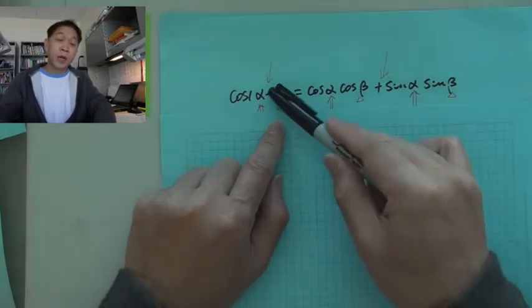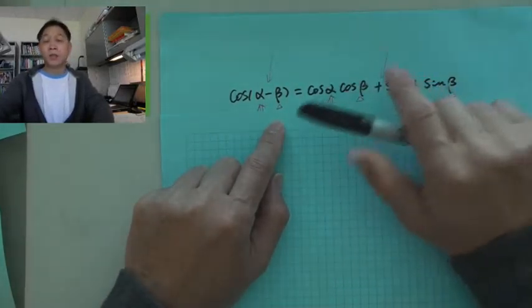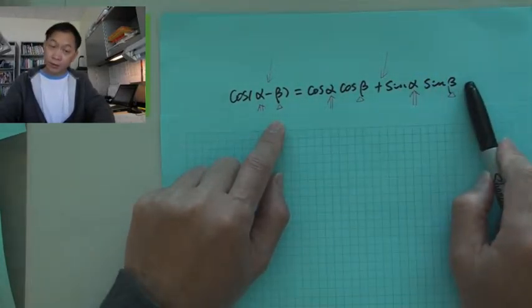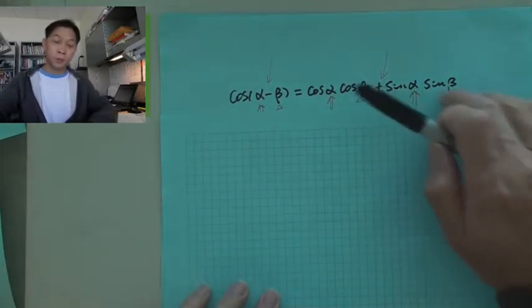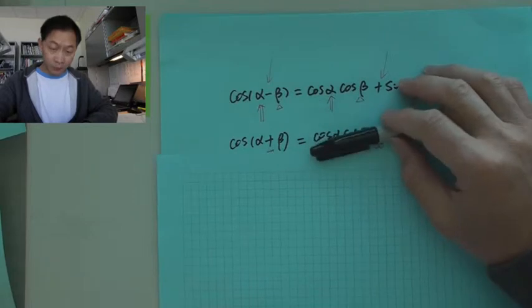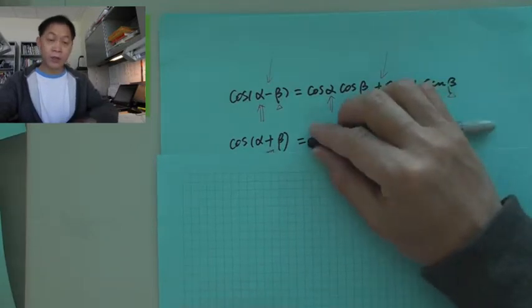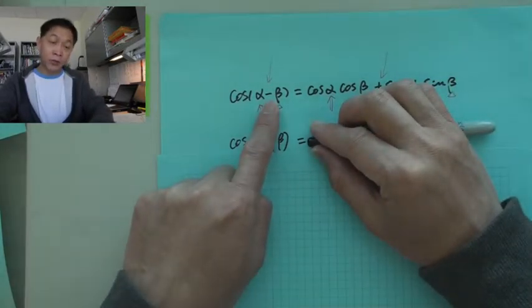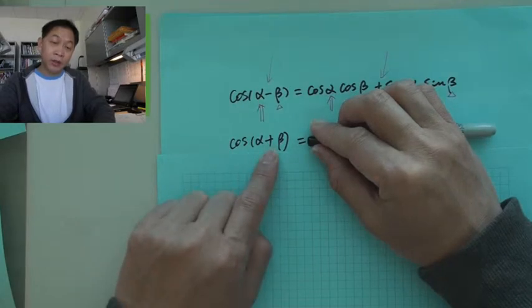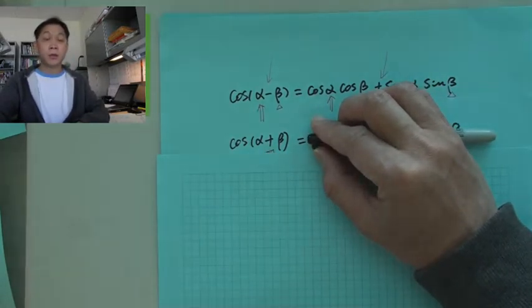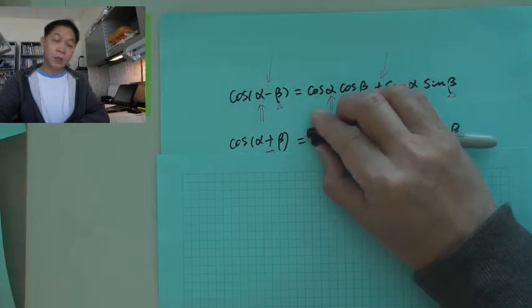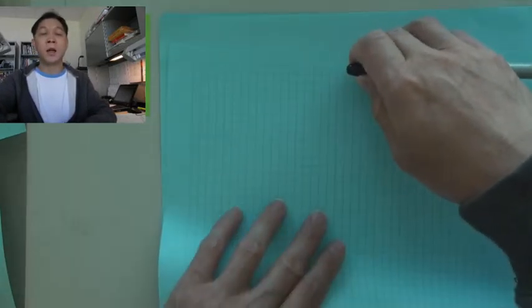Now, if here were addition, how does the formula look like? Okay, this is the formula we want to talk about in this lecture. Instead of minus, if here is plus, how does the formula look like? In order to derive this formula, let's look at the definition first.